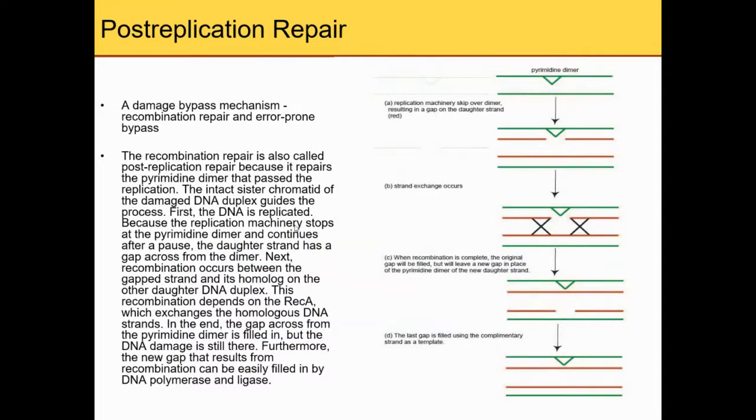And then the post-replication repair. It's like a damage bypass mechanism. So basically, you have a pyrimidine dimer that's caused by UV light, and you can bypass it during the replication. They bypass these dimers, and then they use recombination to fill the gap. After recombination, you have DNA polymerase I to fill up the gap. And so that's how you perform the post-replication repair. This is a damage bypass mechanism.